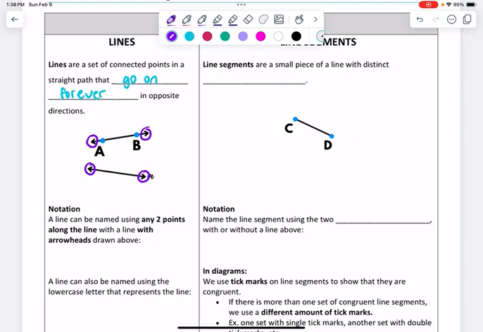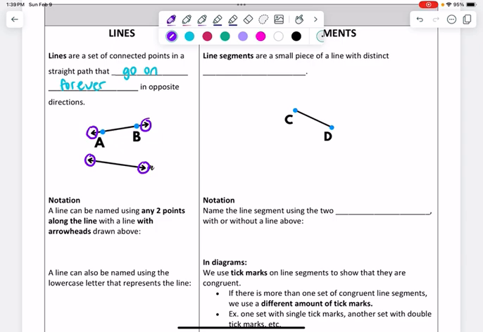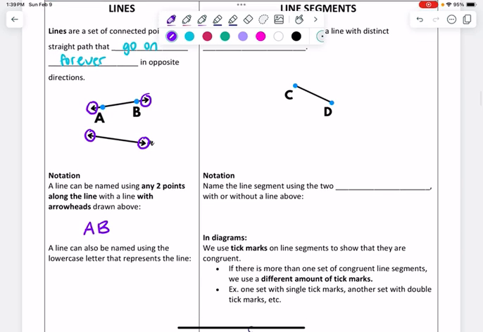Now, for line notation, a line can be named in one of two ways. Way number one is we can use any 2 points along the line. For example, this line here, we have points A and B. Any 2 points along the line, and on top of it, we have to draw a line. Now, if there was a third point here, let's say this point was C, I can choose any 2 points still. I don't have to choose A and B.